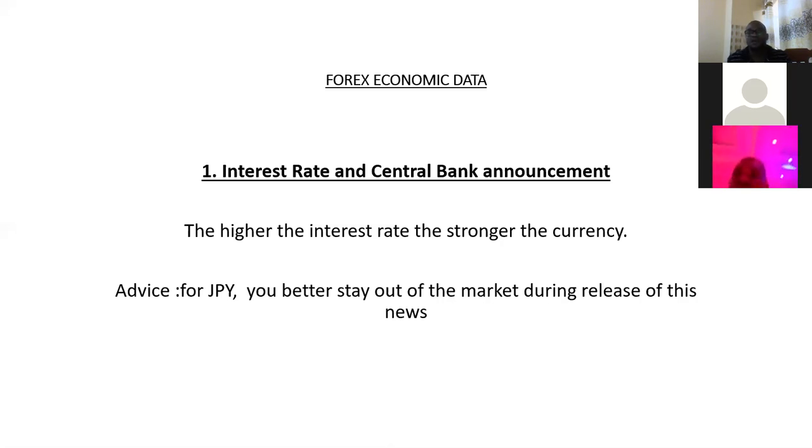We're discussing forex economic data. Remember, we discussed a little bit about interest rate and central bank announcements. Interest rate decision is given by the central bank. As I said, interest rate is given by the central bank.